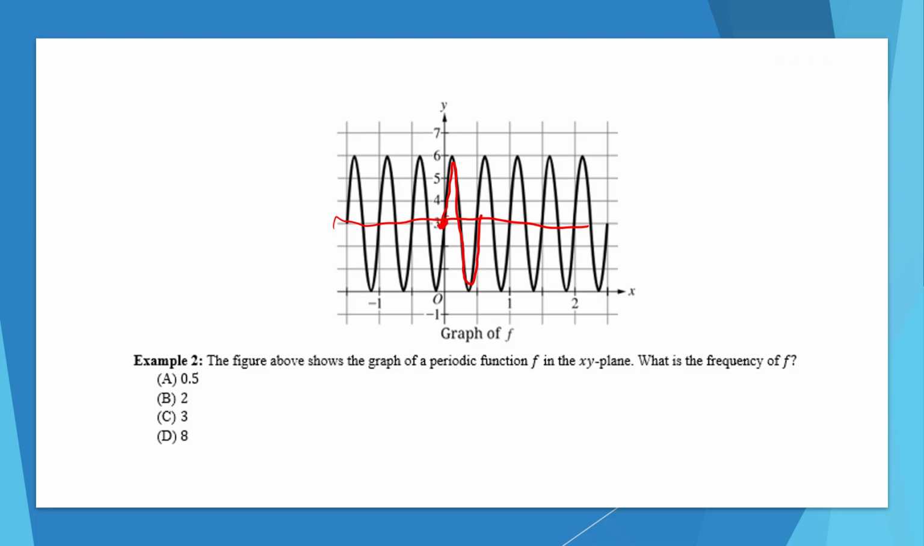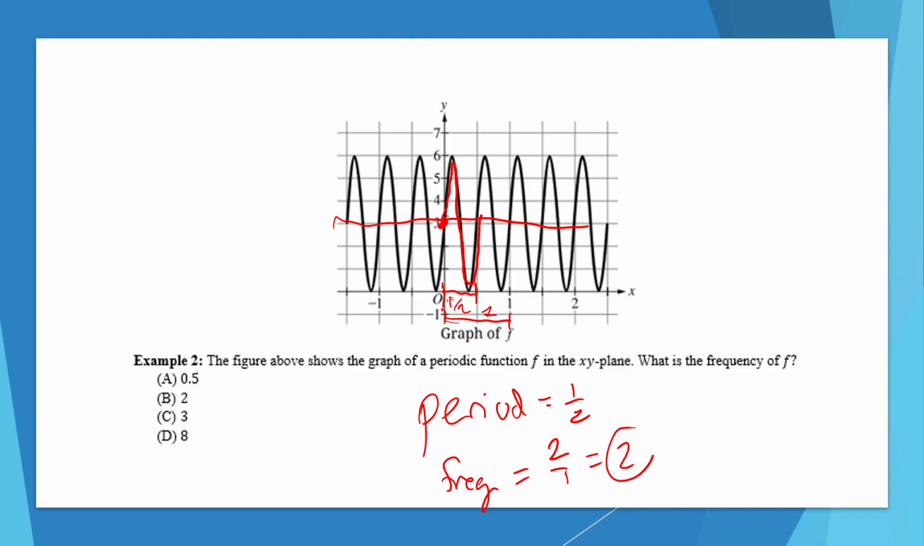And this all takes place from here to here. Now from here to here, this unit or distance is 1, and this is half of that in terms of just the number of squares. So this is 1/2. So we know the period is equal to 1/2. So then our frequency is going to be the reciprocal of that, 2 over 1, or just 2. So B should be the correct answer for example number 2.